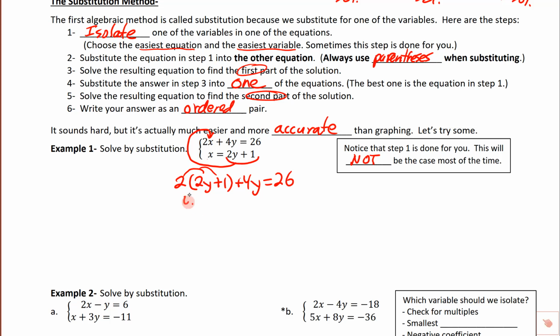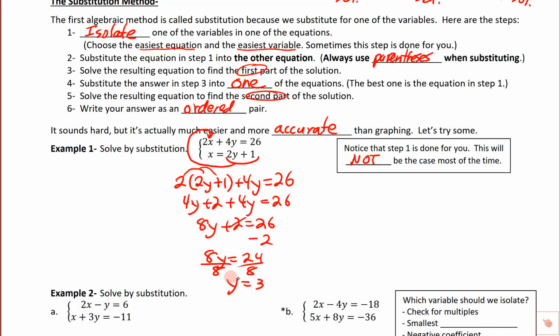Whoops, that's going to be a 4. 4y plus 2 plus 4y equals 26. Let's keep simplifying. That's going to be 8y plus 2 equals 26. We're going to subtract the 2, get that to the other side. We're going to have 8y equals that's going to be a 24, and we're going to finish solving this by dividing by 8, so we end up with y equals 3. Now I'm going to put a dotted circle around that because we know that y equals 3.